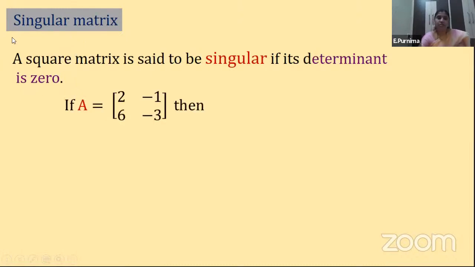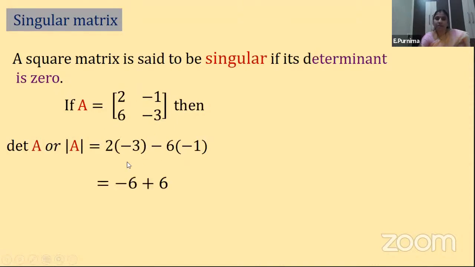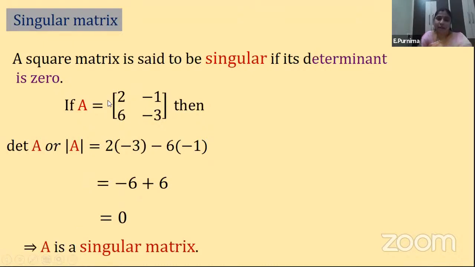Next one is, that means here let us see an example here. If A is equal to [2, minus 1; 6, minus 3], it is a 2 by 2 matrix. Then what is the determinant of this matrix? So we'll find out AD minus BC, no? 2 into minus 3 minus 6 into minus 1. Okay. Now next one, that is minus 6, minus into minus is plus 6, which is nothing but 0. So here what do we say as that matrix A? A is a singular matrix. Here we say A as a singular matrix.